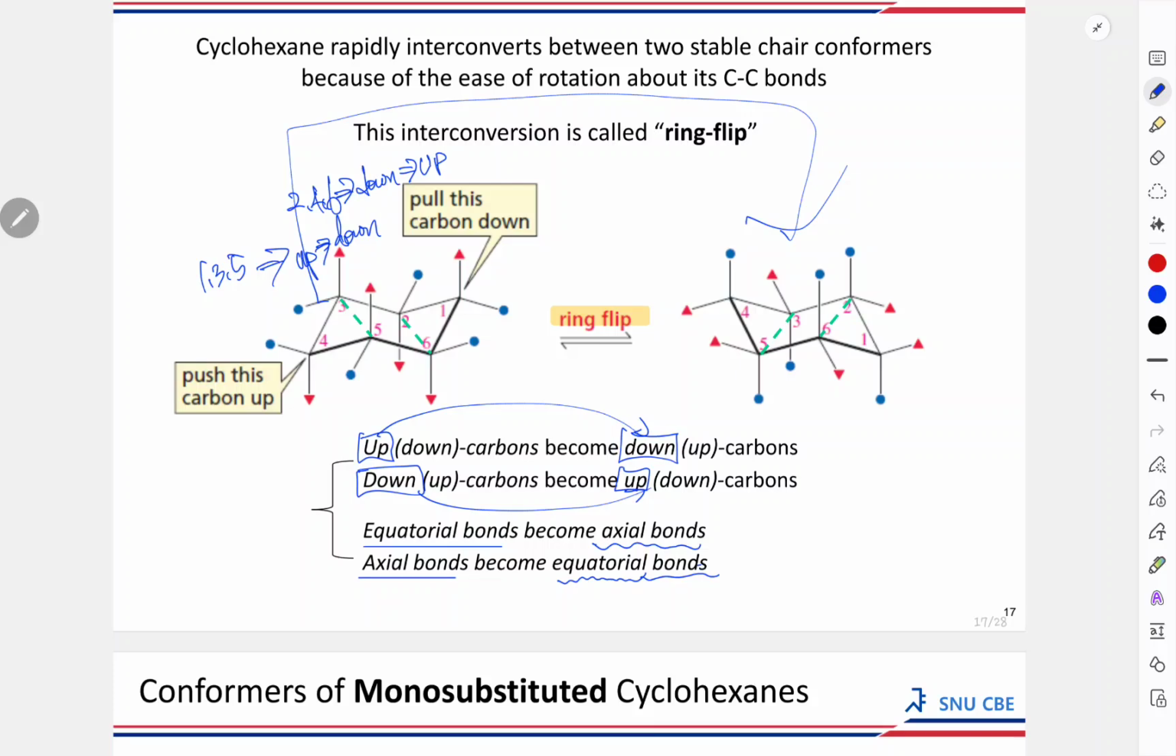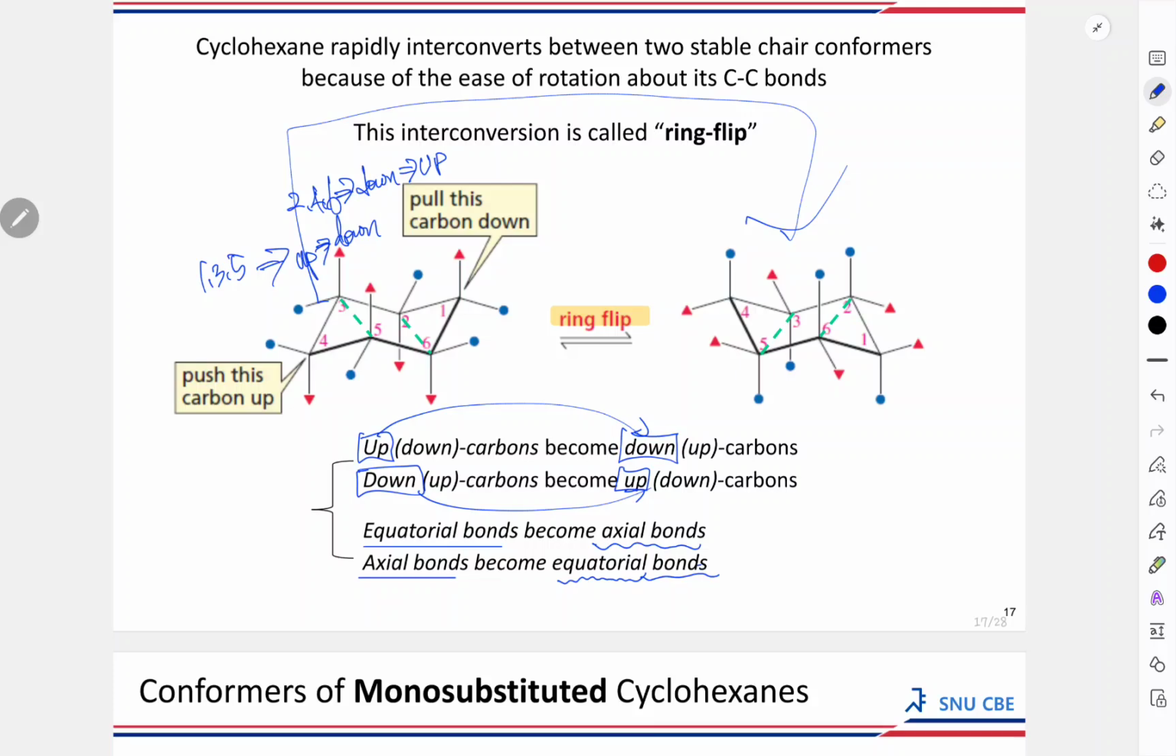Okay. So the equatorial C-C bond now becomes an axial C-C bond. This is the up carbon on the left-hand side. After the ring flip, this carbon becomes a down carbon. The down carbon's axial has to be down. That's why you have the down axial bonds here, consistent with the rule we just found.